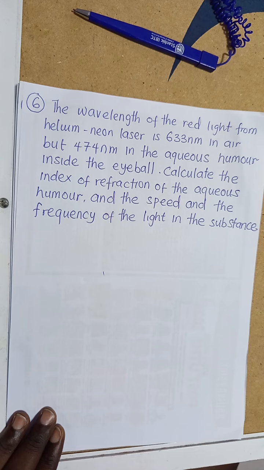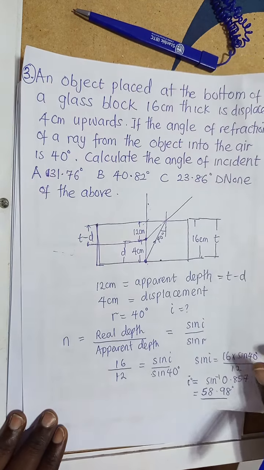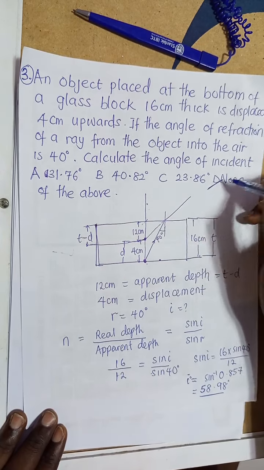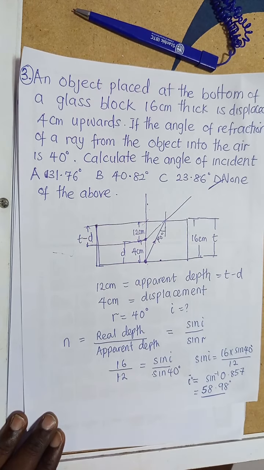For number 3, I think we had 58.9. You go for none of the above. Go for none of the above. Take note of that.